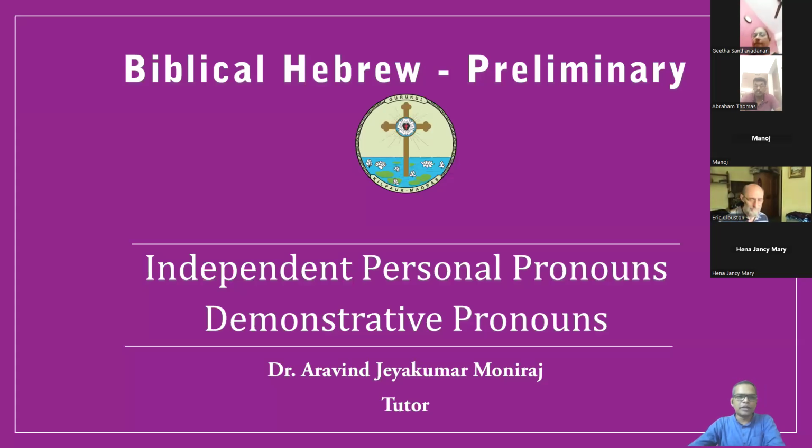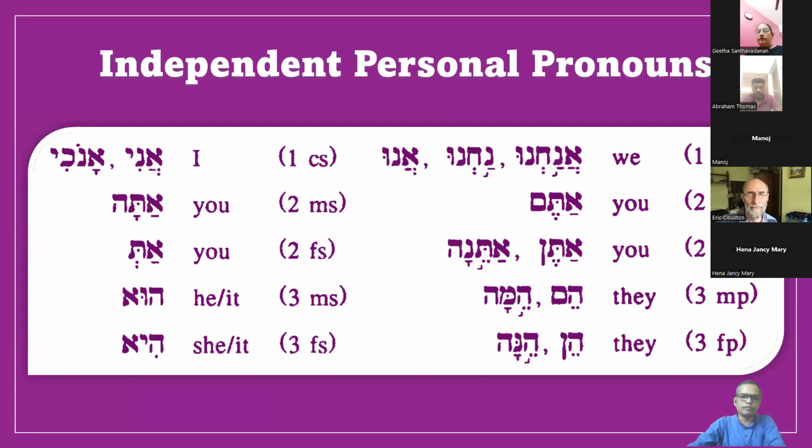So friends, today we will be concentrating on two minor grammatical themes, independent personal pronouns and demonstrative pronouns. These are the independent personal pronouns according to the person, gender and number. And you have to memorize this. Let me go one by one.